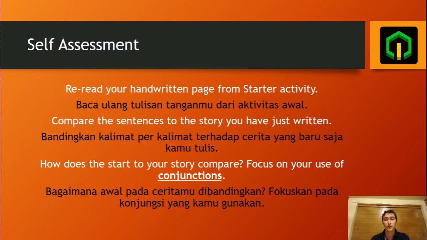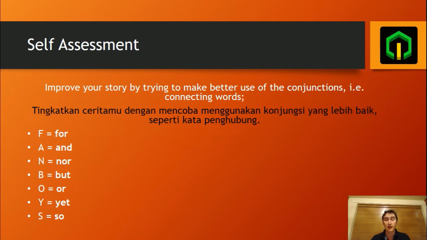Focus on your use of conjunctions. Conjunctions are connecting words. So, when you're analysing, look for your use of the words for, and, nor, but, or, yet, and so. Analyse them and see if you can improve them using the novel as a reference.